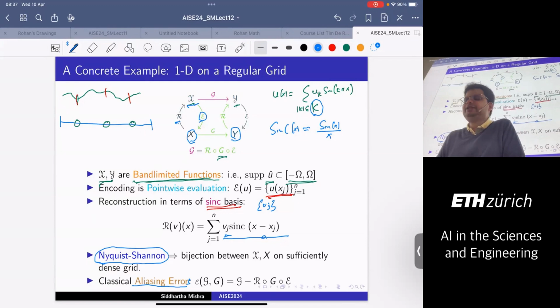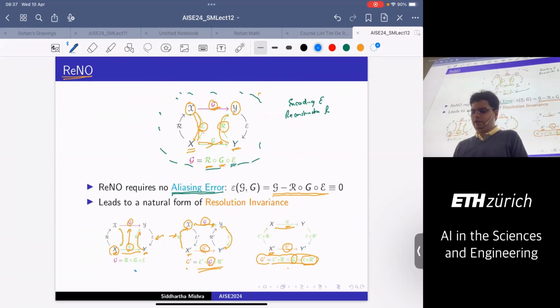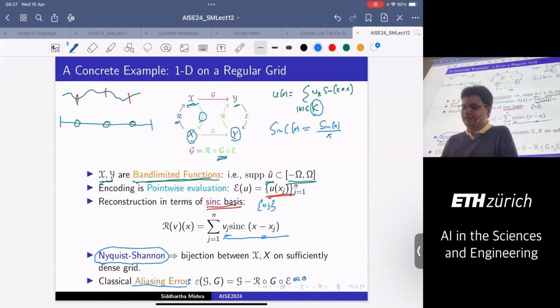Okay, so now aliasing error is just computing what is going to be the difference between these two, because R, E, these are all okay. So all that you have to do is to ensure that your G is such that this quantity is identically equal to 0. Okay, so this is a straightforward task to check. And another way to think of it is how this program is realized. What happens when I move between the two grids? So let me try to explain this a little bit. So let us say that I have a G, which is a ReNO, which is alias free, and it has been trained on these 3-point values, just for simplicity.